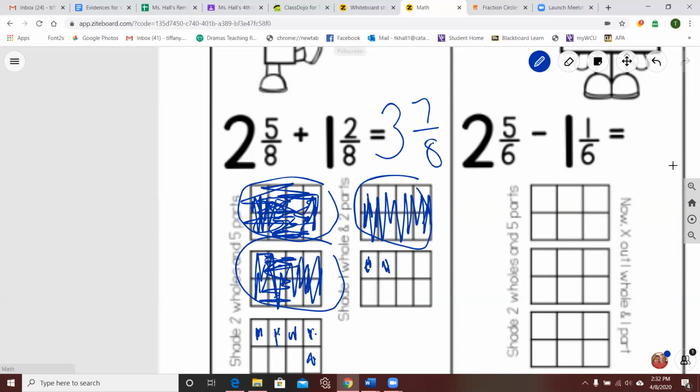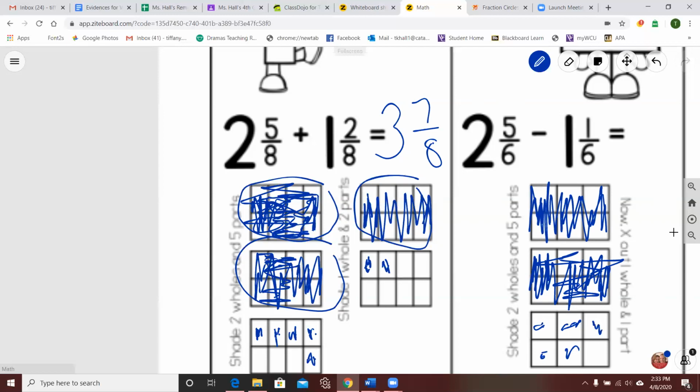All right, so the way I would draw a subtraction, I would start with the first one, 2 holes. So shade in your 2 holes. And then it says I have 5/6. Oh, sorry, I haven't shaded my 2 holes in yet. I'm trying to go too fast. All right, so there's my 2 holes. Okay, 5/6, we're going to color in 5 spaces over here. 1, 2, 3, 4, 5.